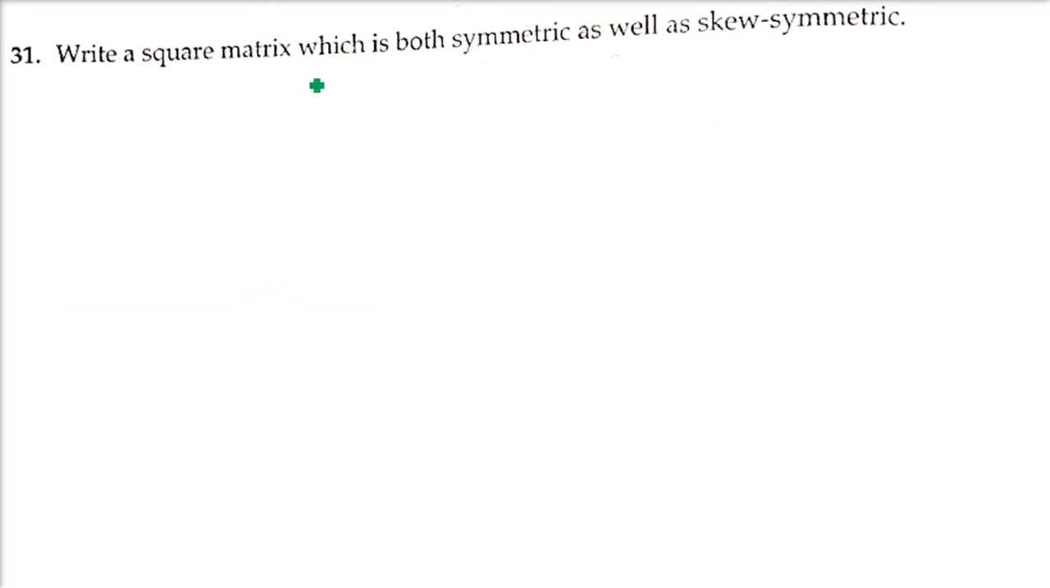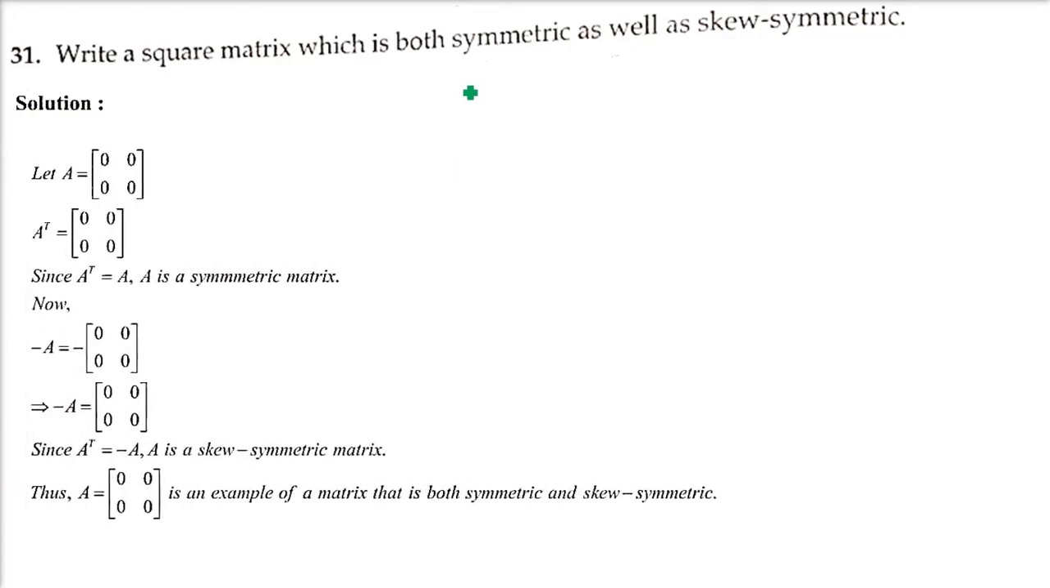Write a square matrix which is both symmetric as well as skew symmetric. The best one is the null matrix. The null matrix is always symmetric and skew symmetric also, because it is nothing. So, A is the null matrix. We are assuming it to be symmetric and skew symmetric, because when you take the transpose of the null matrix, the same matrix will come back. So, A transpose will be equal to A.